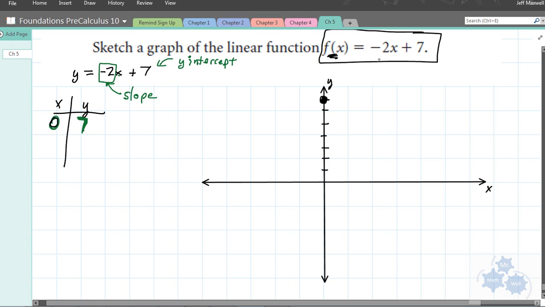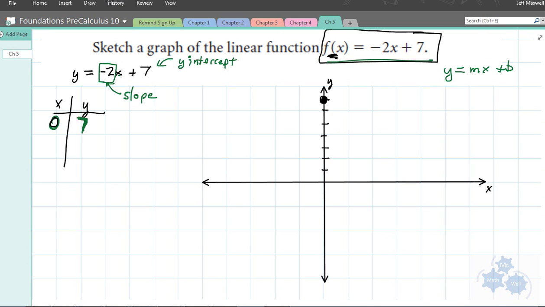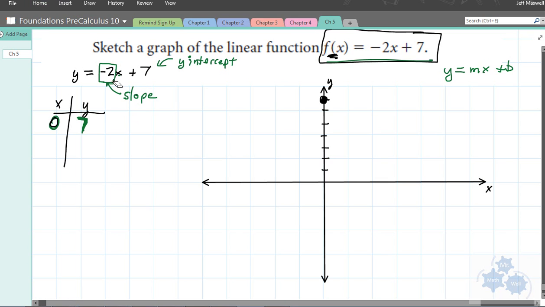And we call this form of the line y equals mx plus b. This is the slope y-intercept form of a line. Okay? Because we can easily see the y-intercept and we can easily see the slope. Now if we were to graph it, we take both of those characteristics and we can do this. Now watch. So this is the slope, -2.